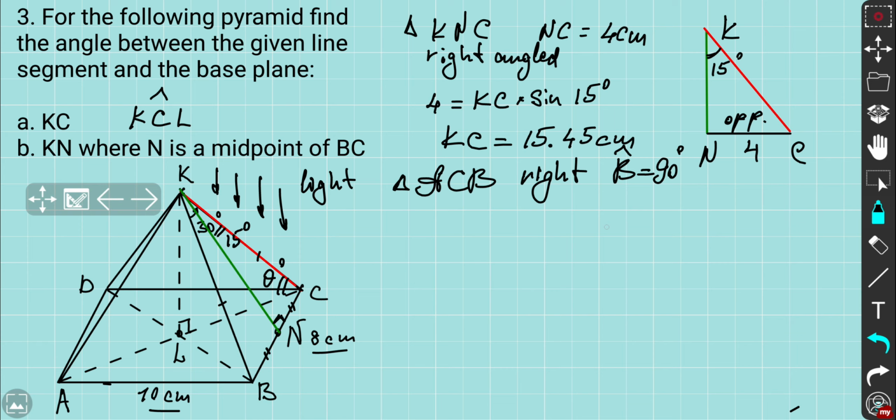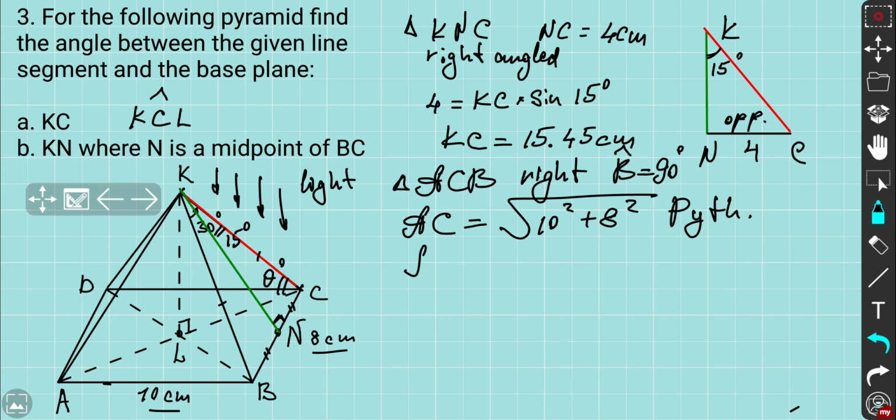If we know AC, we can figure out LC as well. So AC is the square root of 10 squared plus 8 squared. We basically use Pythagoras. From where AC is going to be, let's calculate, 164 under the root. It's going to be 12.81 centimeters to 2 decimal places.